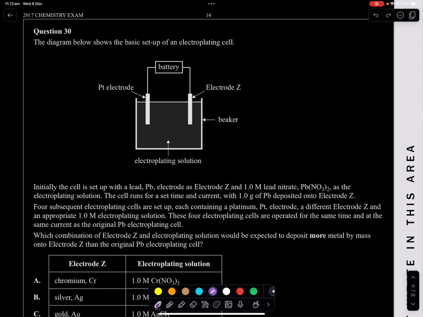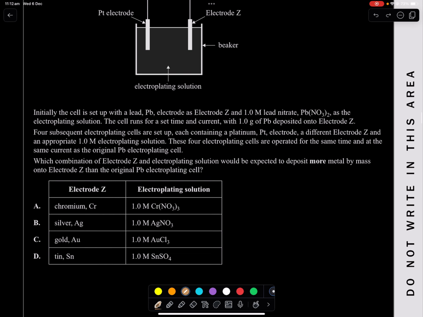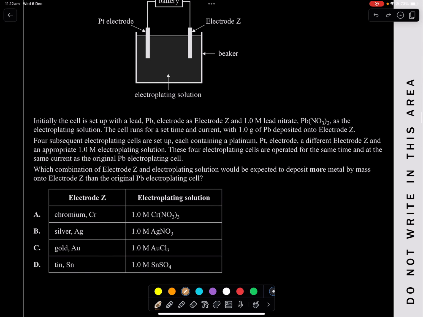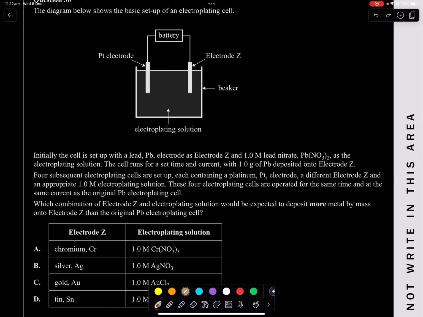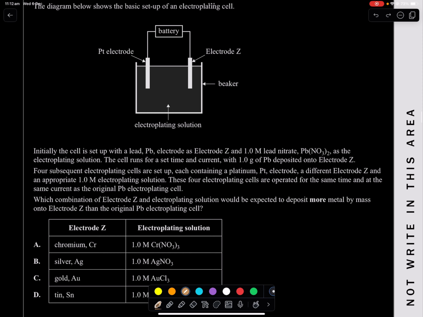The final question. That is so tiring. I'm already tired. The diagram below shows the basic setup of an electroplating cell. Initially, the cell is set up with a lead, Pb, electrode as electrode Z and a 1 mole lead nitrate as the electroplating solution. The cell runs for a set time and current with 1.0 grams of Pb deposited on electrode Z. Okay, so we have 1 gram of lead deposited on electrode Z.